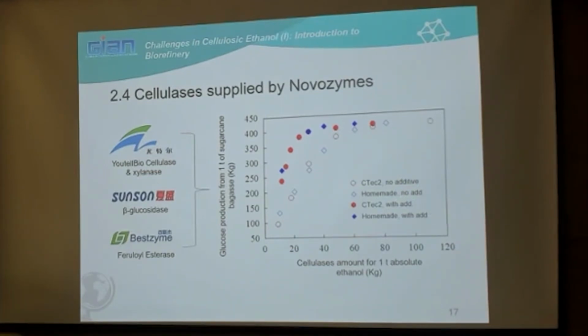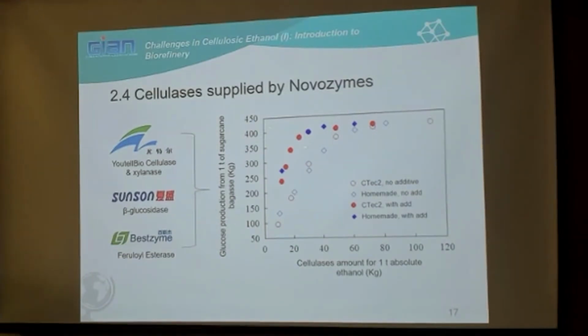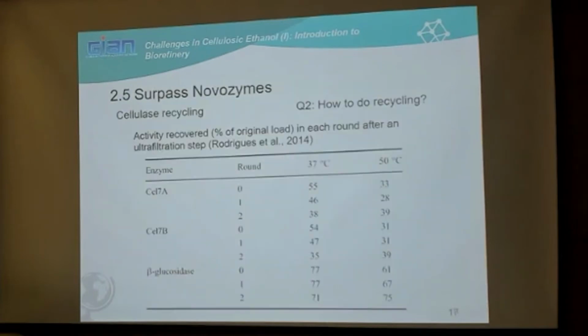Okay. And I also developed additives. I use additives combined with the CTEC2 and the homemade enzymes. We got a very good result from silicon gas to produce ethanol. From 1 ton of material, we can produce over 400 kg of glucose totally. Now we have to solve a lot of problems, especially the enzyme cost.